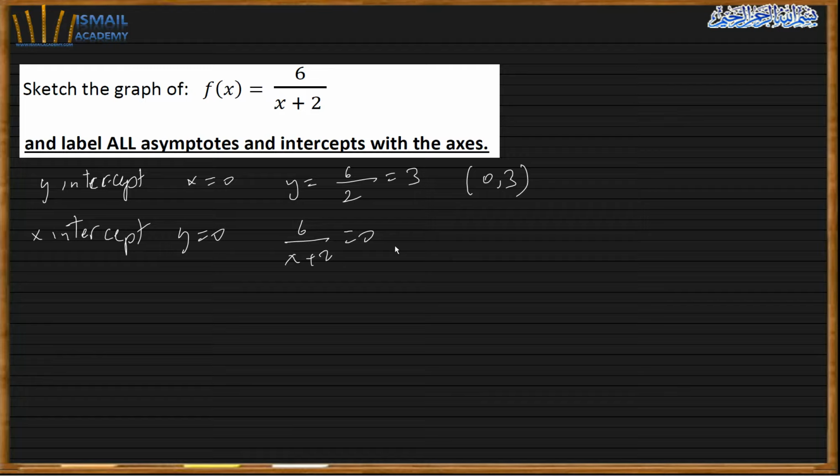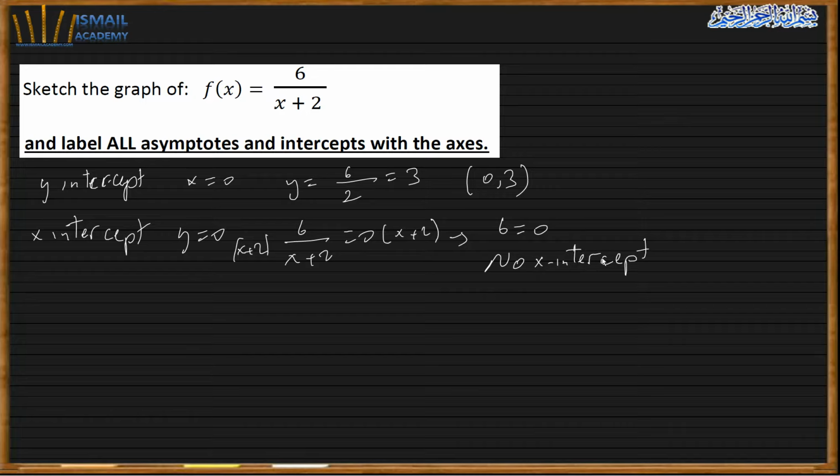Multiply both sides by x plus 2. So multiply here by x plus 2, here by x plus 2. Which means I will end up having x equals 0, which is impossible. So this makes no sense. So don't say there's nothing, okay? Because if you say nothing, sometimes you can translate it to 0. No, we don't say nothing. You say no x-intercept.